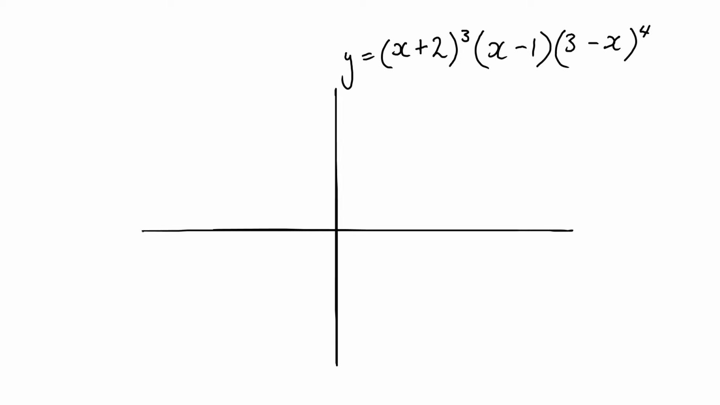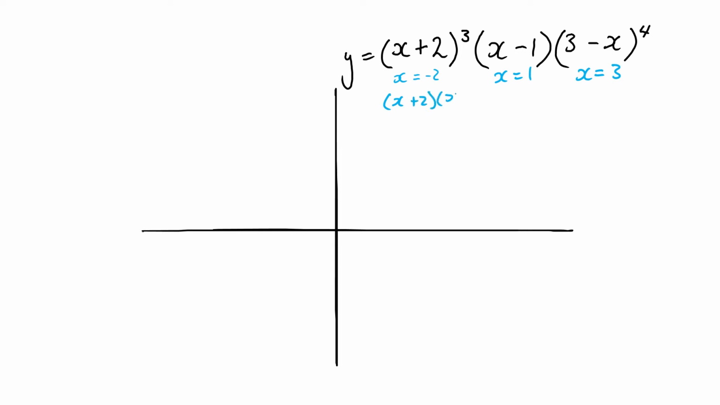We have three factors here: x equals negative 2, x equals 1, and x equals 3. Now, what we're going to look for to sketch this polynomial are the repeated factors. A repeated factor is a factor that appears more than once. So if we were to expand our function out, it's going to be x plus 2 times x plus 2 times x plus 2, and then times x minus 1, and then times 3 minus x, 4 times. So we can see that they're appearing more than once. x plus 2 appears 3 times, given by the power, x minus 1 once, and 3 minus x 4 times.